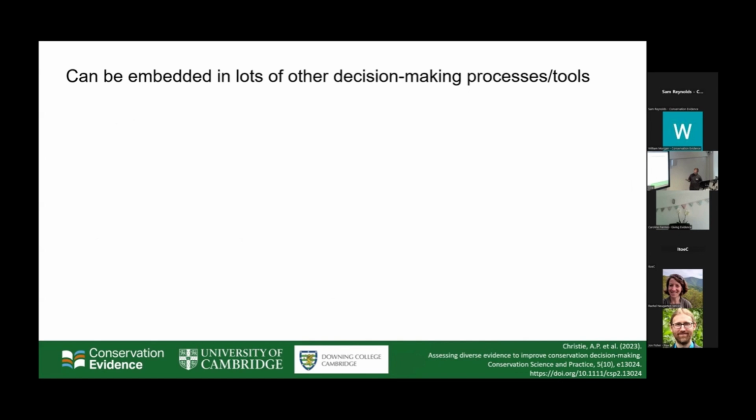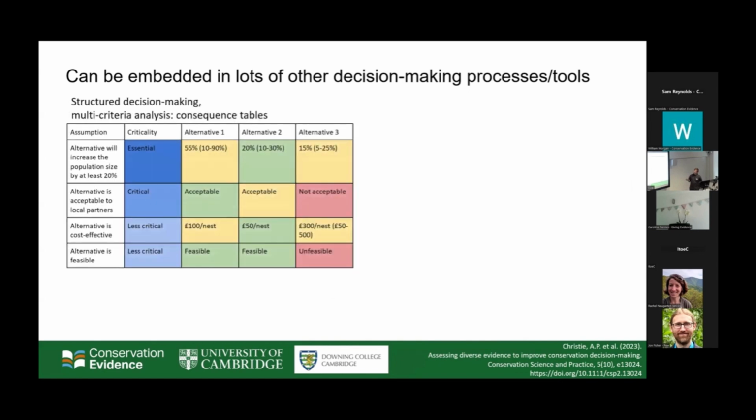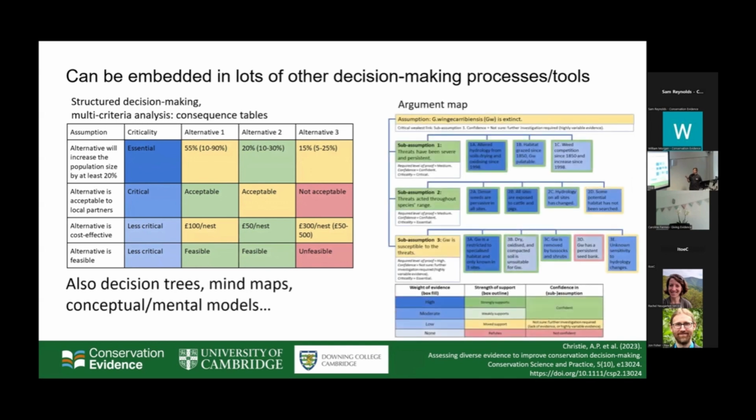But just to quickly mention our final slide, there's lots of other decision-making tools out there, not just theory of change. We picked theory of change because it seemed a natural fit, but there's lots of other ones that you can also apply this to. So structured decision-making and consequence tables are one example. But also there's argument maps, there's decision trees, mind maps, conceptual mental models. We think that this approach of assessing the underlying evidence and data that you put into these could also be very useful in making decisions.